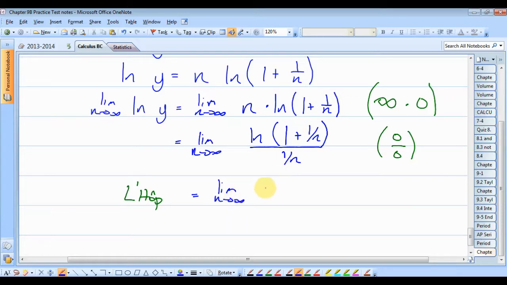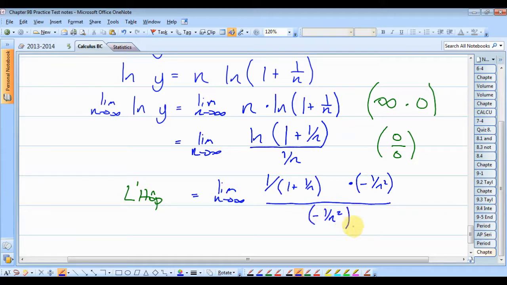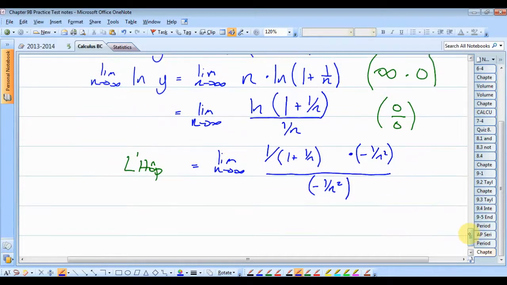Okay, so the derivative of natural log is 1 over the something times the derivative of the something. Questions with that, L'Hopital?